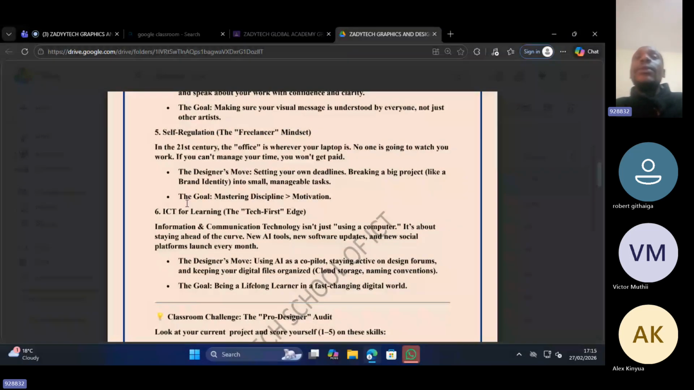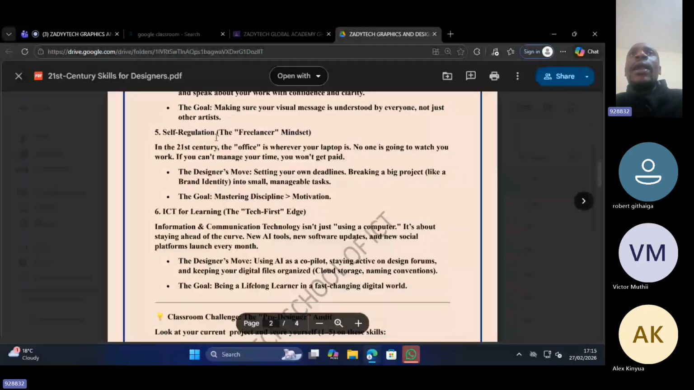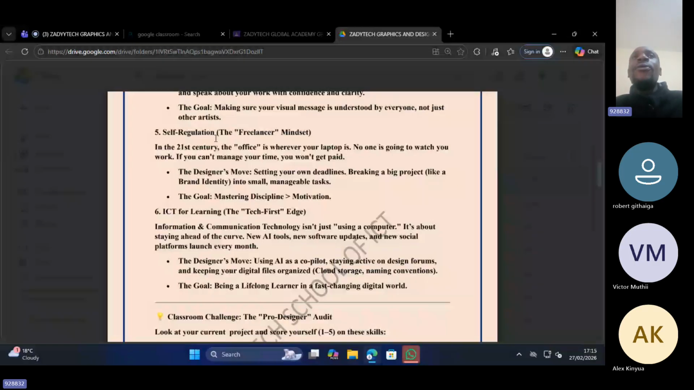So that's the skill that we need to develop, which is self-regulation. In the 21st century, wherever your laptop is, that is where your office is. Nowadays we carry our office, it is cloud-based. No one is going to watch you work. If you can't manage your time, you won't get paid. Make sure that you manage your time. This comes down to self-discipline.